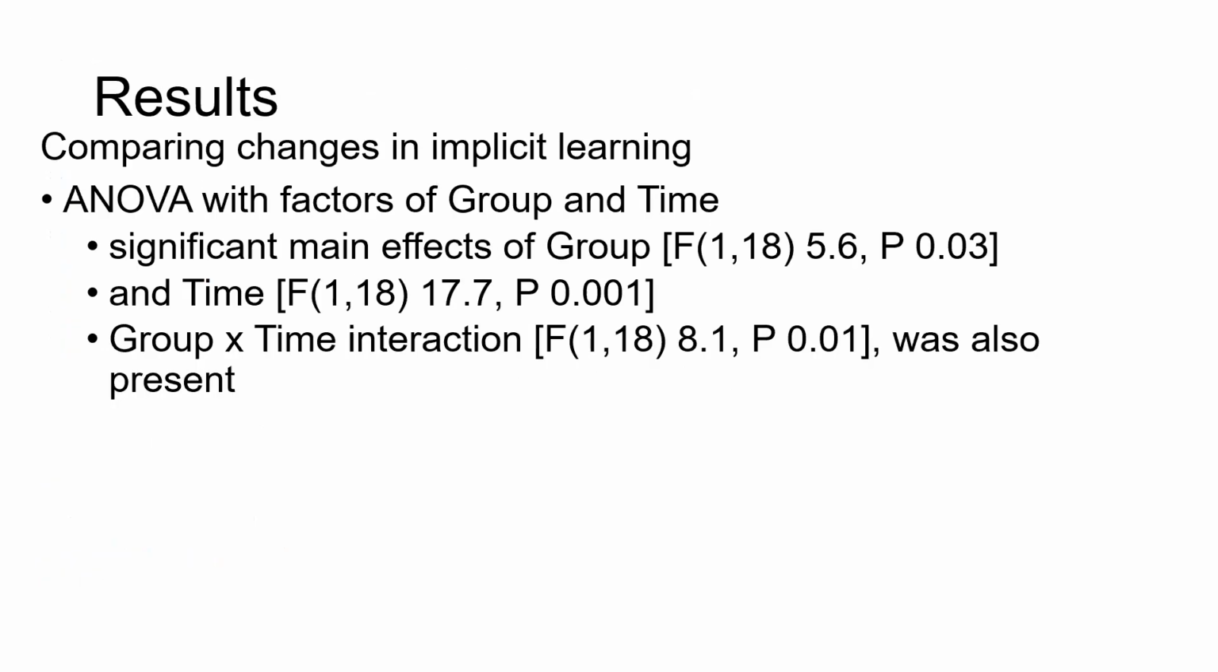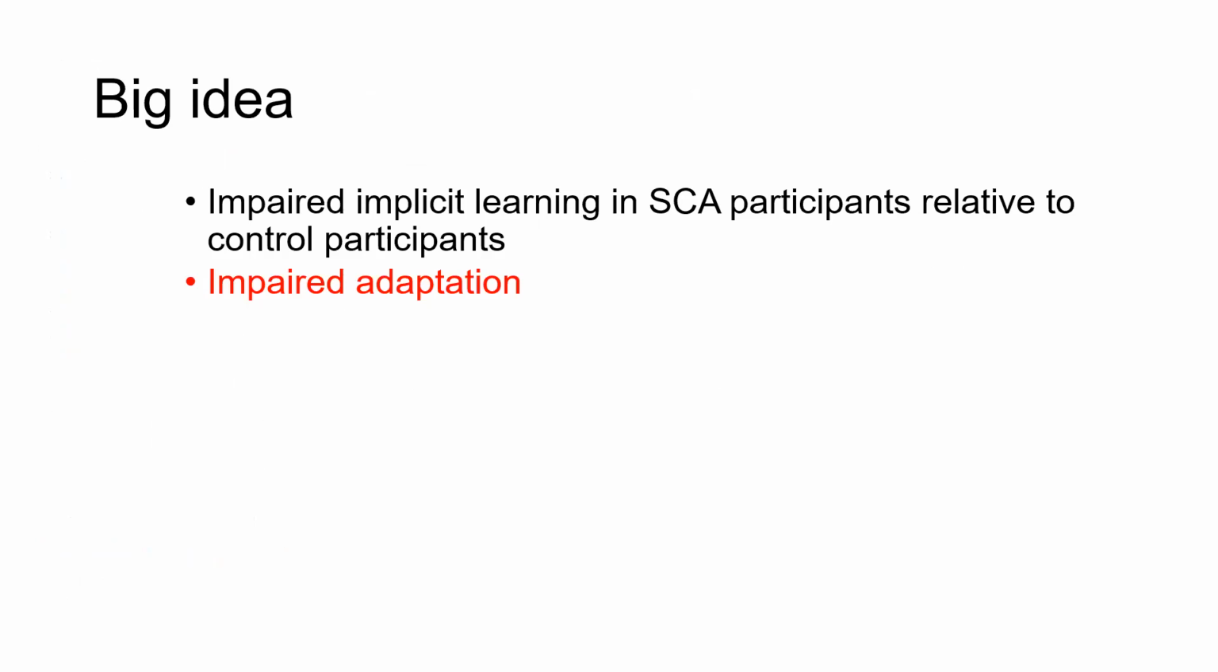To compare changes in implicit learning, again, an ANOVA test was done, which found a main effect of group and time. As well, there existed a group time interaction. This is to say, implicit learning in SCA participants was impaired with reference to time when compared to the control groups. What this really means is that adaptation itself was impaired within the SCA group.